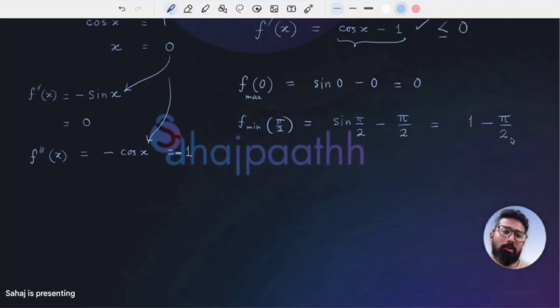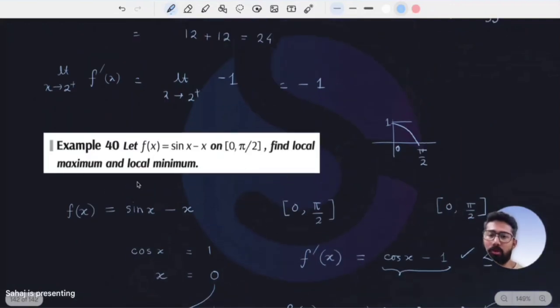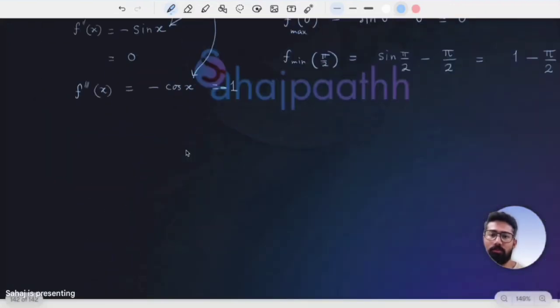Pi by 2 is greater than 1. Pi is greater than 3, so this is greater than 1.5. So you get a negative value. So this is your minimum value. Maximum value is 0. So the maximum and minimum local values are 0 and 1 minus pi by 2.